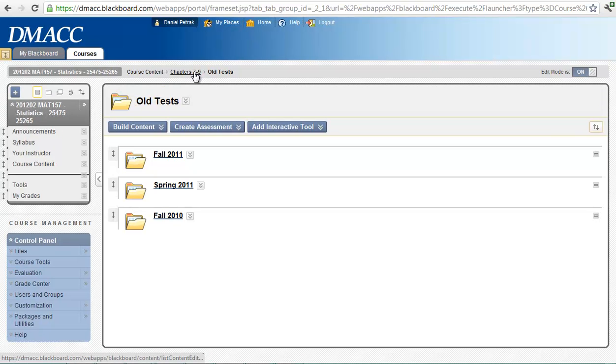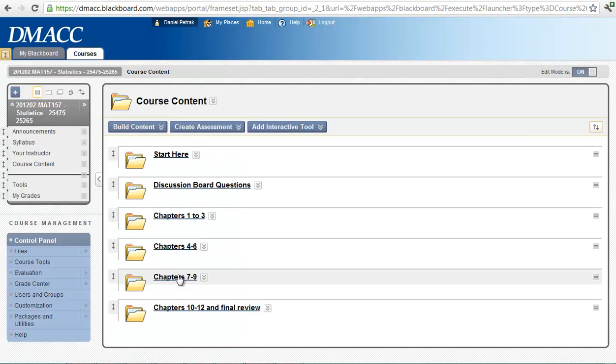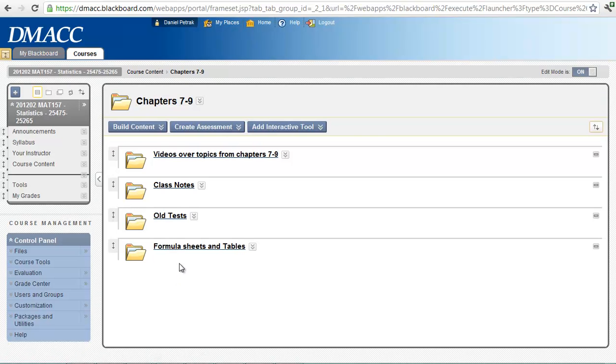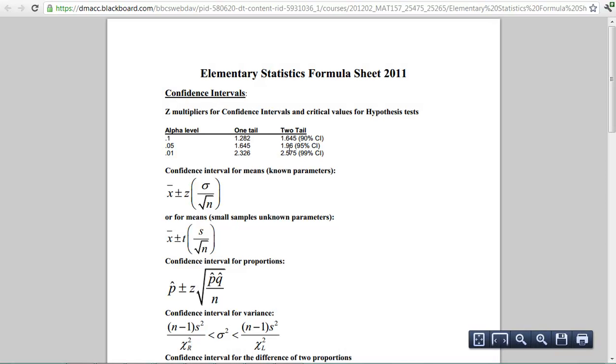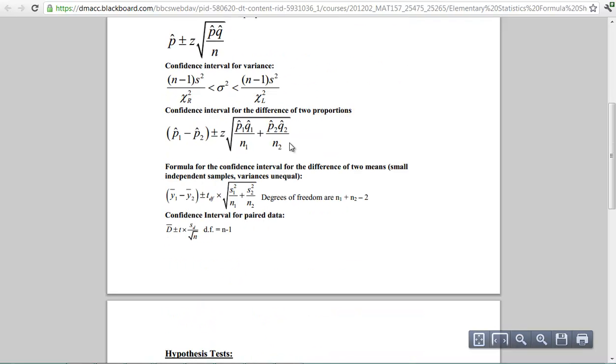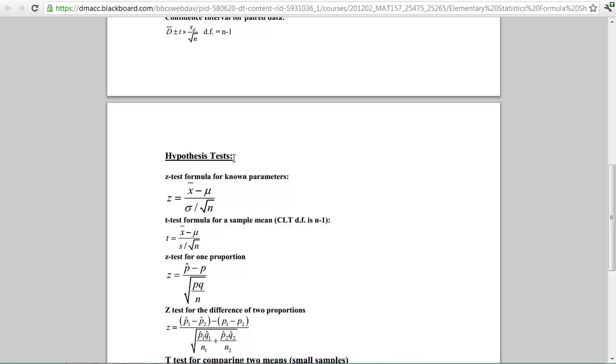The biggest problem people seem to have is with the formula sheet. A lot of people have a hard time with the formula sheet. So really there's 3 questions you need to ask yourself when you're doing this. Number 1, are you doing confidence intervals or hypothesis tests? So that kind of cuts it in half.